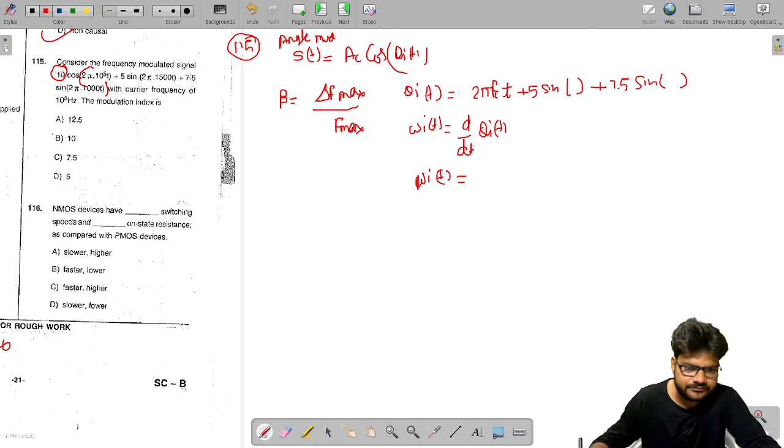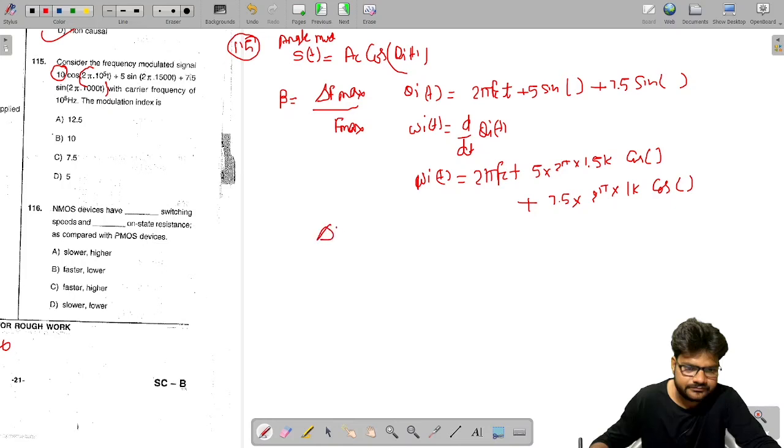So we will get from there 2 pi fc plus, let us differentiate this one. This is going to be 5 into 2 pi into 1.5k, because this is 1500, I am writing it 1.5k, and sine will be cos, right. Similarly here 7.5 into, again differentiating, I will get 2 pi into 1k, this is 1000, I am writing it 1k, and again the sine will come out to be cos. So this is omega i(t).